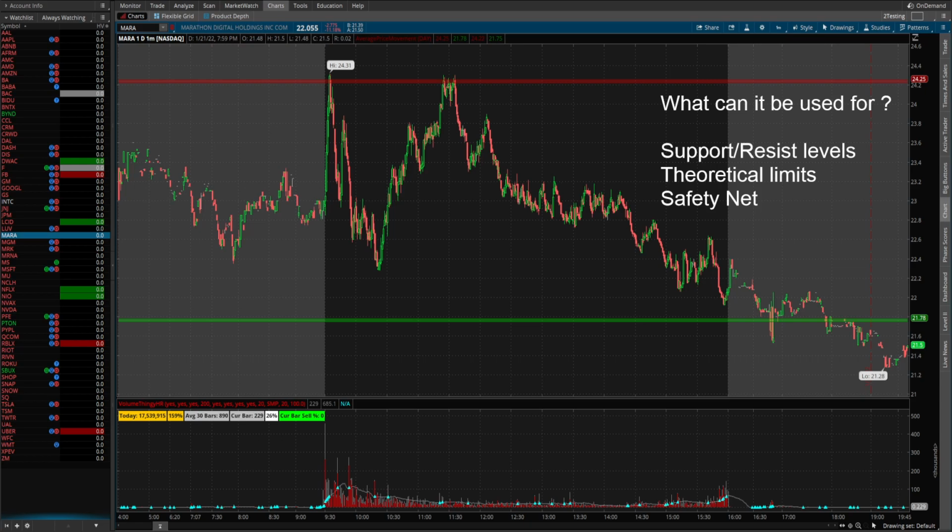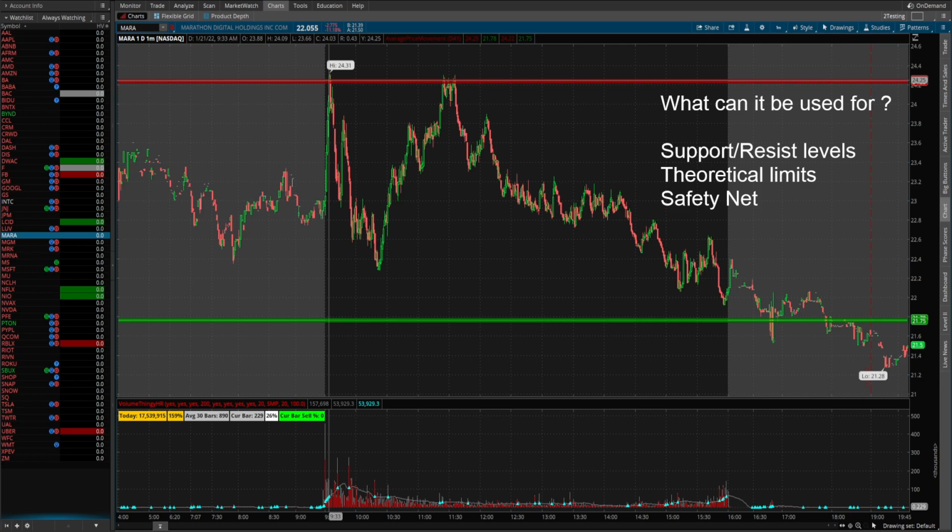And off those, we get these two levels, which are technically four because of an upper and lower. So each one of these has an upper and a lower. And what it can be used for is support and resistance. So as we see here with Mara, strong resistance with the APM indicator.